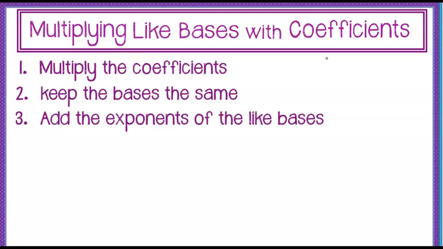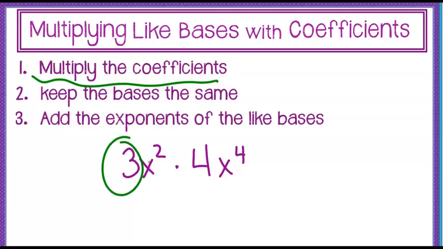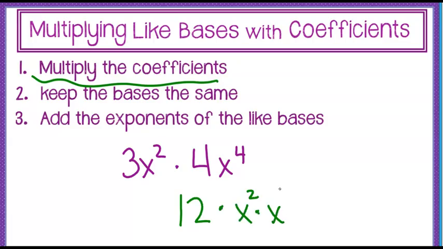Sometimes your bases might have coefficients, like this. 3x squared times 4x to the 4th. In this case, we would multiply the coefficients separately. 3 times 4 makes 12, and then we would apply the rule to our like bases. X squared times x to the 4th would give us x to the 6th.